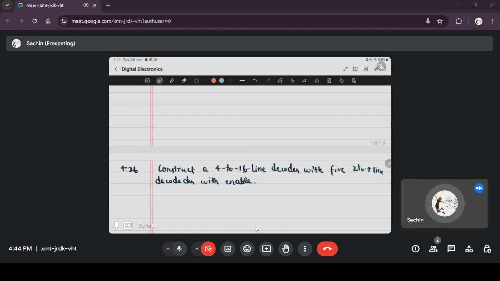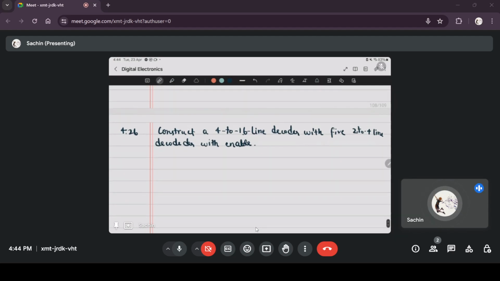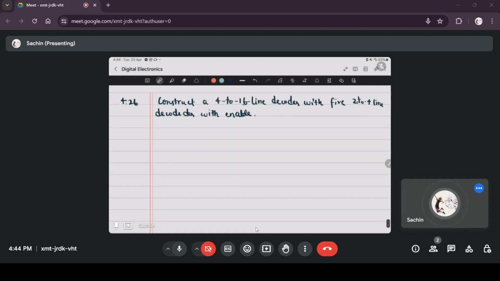This question is very similar to the previous question, except that instead of a 5:32 decoder, you need only a 4:16 decoder. And instead of using 3:8 decoders, you are allowed to use only 2:4 decoders. It works out because you need only 16 output lines. Of course, you can construct it with 3:8 decoders also, but this question says we have only 2:4 decoders. So the construction is similar to the previous problem, nothing different.